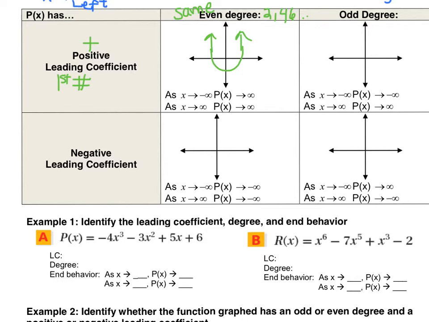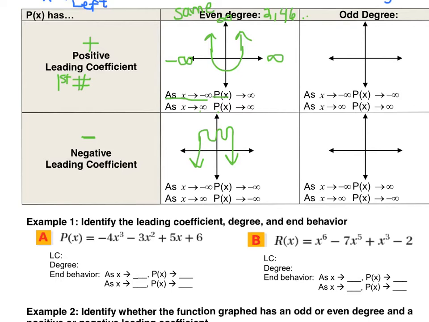If your leading coefficient's negative, then instead of both pointing up, both of your arrows point down. And maybe it's a parabola that connects them, or maybe it's some other type of squiggle. So to read the notation, you would read as x approaches negative infinity, so as the graph goes to the left, the function approaches positive infinity, which means it points up. And as x approaches positive infinity, so as the graph goes to the right, the function goes to positive infinity, so it points up.